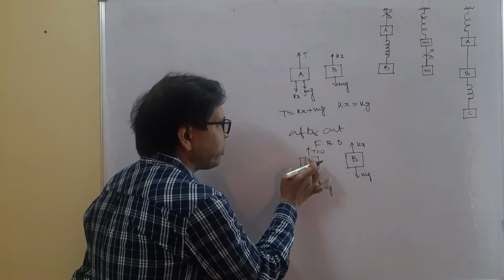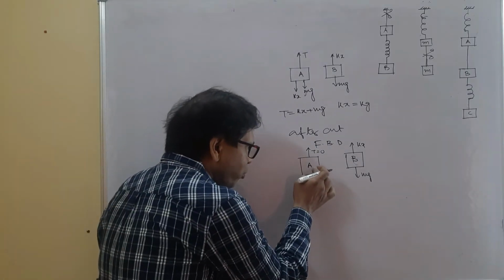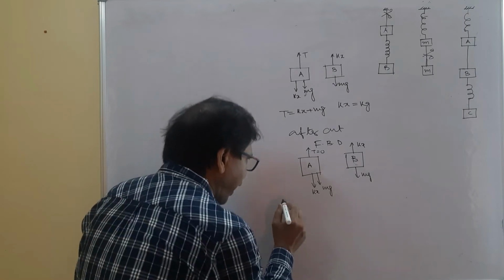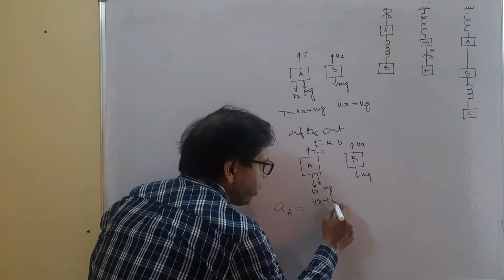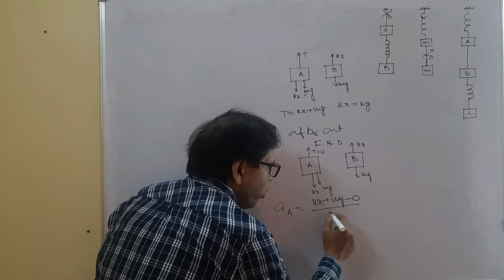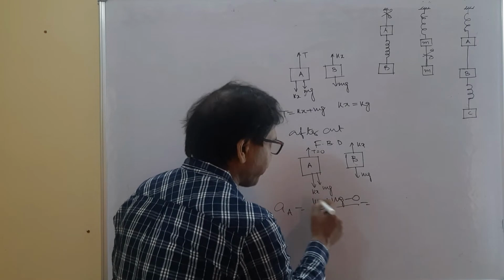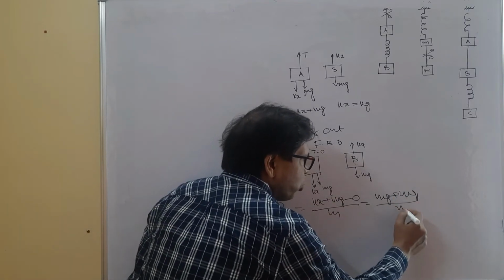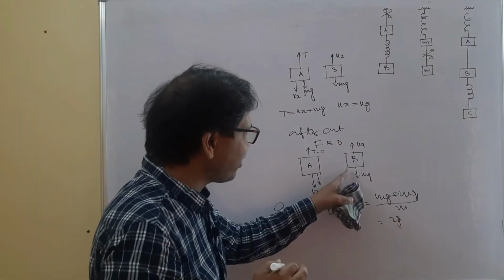And for A, look at this, tension T is zero because the string is cut, and the forces kx and mg act in the downward direction. So look at the acceleration of A: the resultant force is kx plus mg minus 0, divided by m. Okay, understand? Now kx equals mg, so it is mg plus mg by m, so this is 2g. Understood? Now next for B.